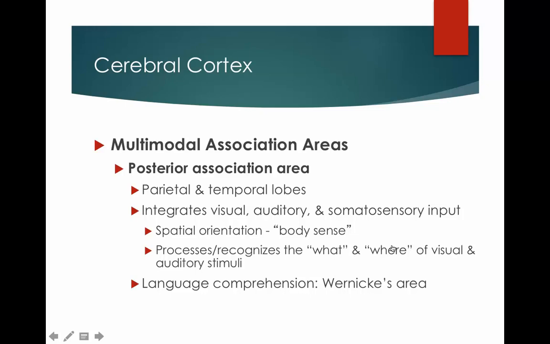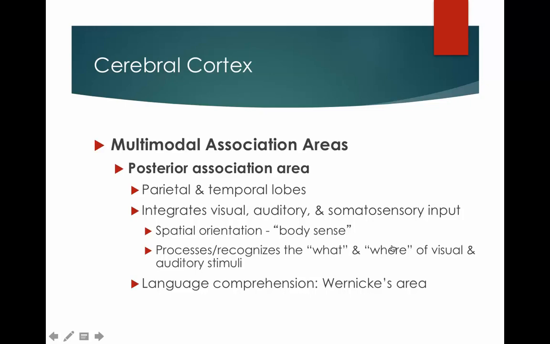All of this flood of sensory input is going to present itself to this particular cortical tissue in the posterior association area so that we can further process the what and the where, especially in regards to visual and auditory stimulus, and then give us this overall sense of where we're at in space. So the spatial orientation or a body sense. It means that we take into account all of our external environment, and some of our internal environment, in order to make sure that we understand and appreciate where we're at in space before we go ahead and initiate any motor plans.